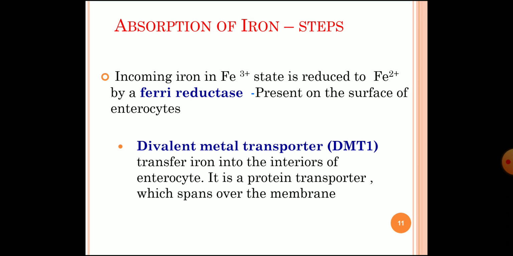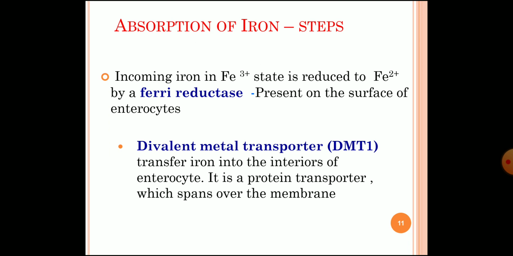The incoming iron, that is the iron which is taken through diet, is in the ferric state as we already mentioned, and it is reduced to ferrous by a ferrireductase enzyme which is spanning over the brush border cells of the intestinal epithelial cells. So in the intestinal epithelial cells, on the top there is the brush border. There the ferrireductase enzyme is spanned and kept. These ferrireductase enzymes will reduce the ferric form to the ferrous.